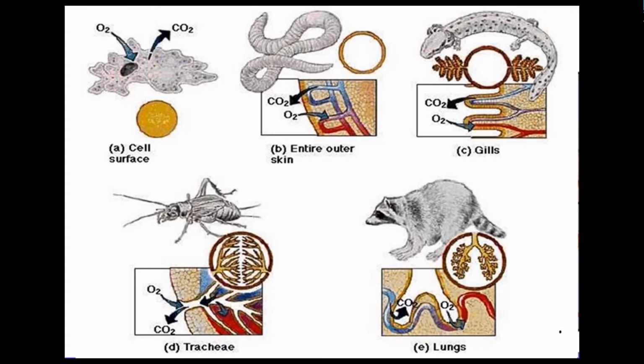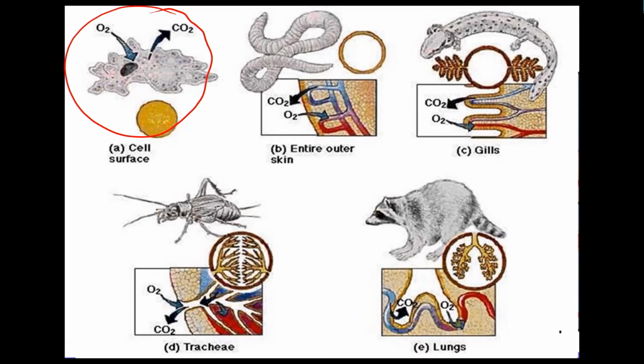But different animals have different respiratory surfaces, and we're just going to have a quick look at some of those. First of all, an amoeba, which you've heard of before. An amoeba simply takes in oxygen through its thin cell membrane and doesn't have any special organs. An earthworm also doesn't have lungs or any special organs. Oxygen simply diffuses through its moist skin.